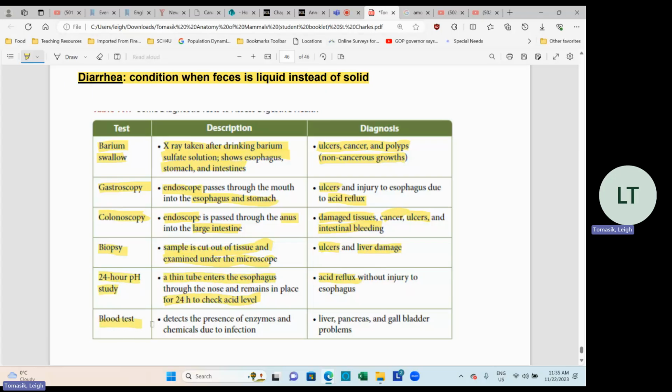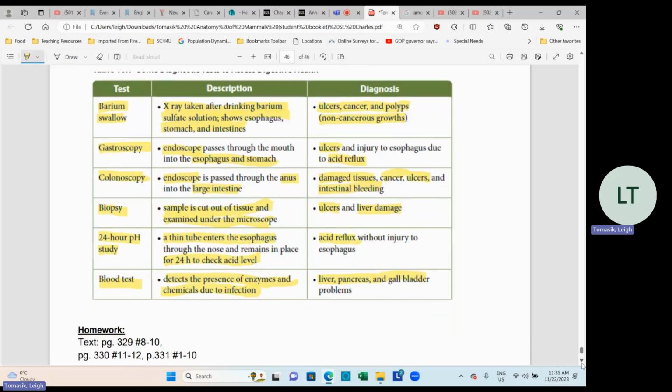There's also blood tests. Blood tests are there to detect enzymes. So it'll tell you if you have the right amount of lactose, for example. Or they can test your blood for chemicals so they can find out, for example, if you have hepatitis C that's causing your cirrhosis. So blood tests usually are for liver, pancreas, and gallbladder problems.